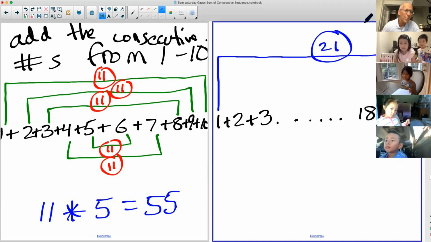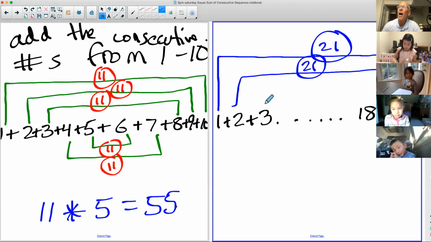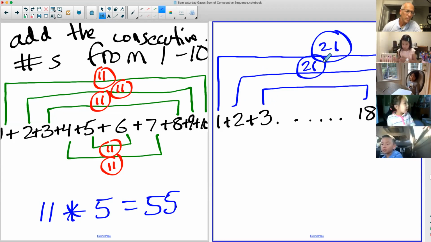Oh boy. And Alice, do you see that 1 plus 20 is 21, Alice? Do you see that? And Stella, what about 19 plus 2? Go ahead, Stella. 21. Right. And Larry, what about 3 plus 18? Now, come on. Every time we do this, we get the same sum.